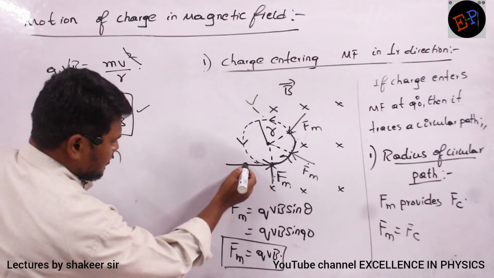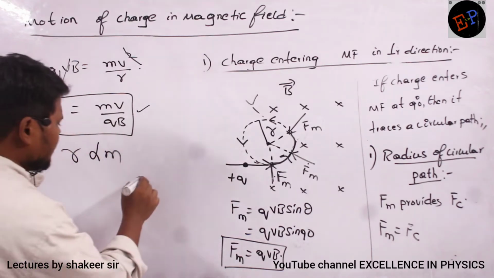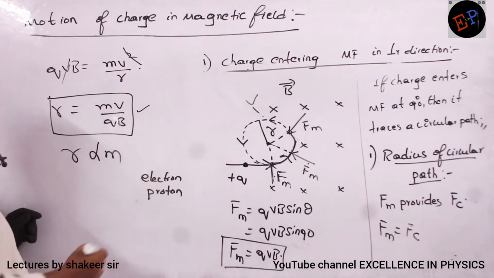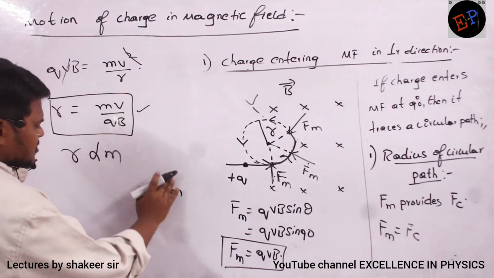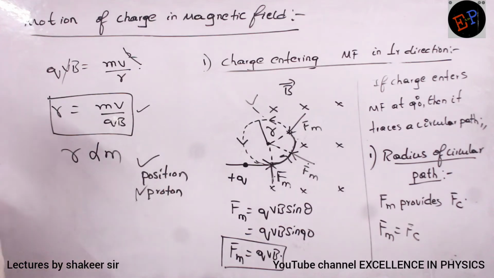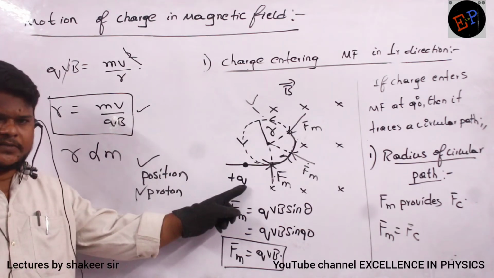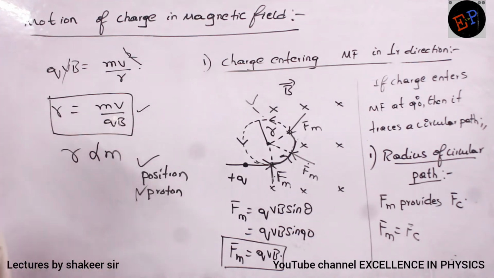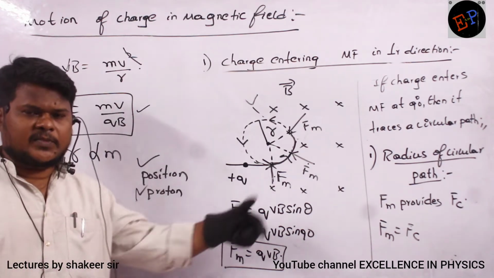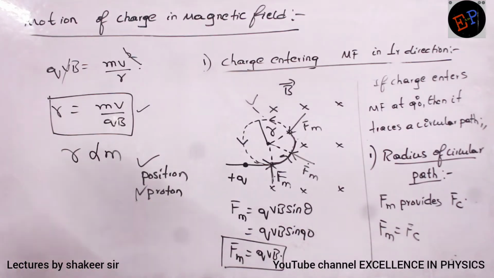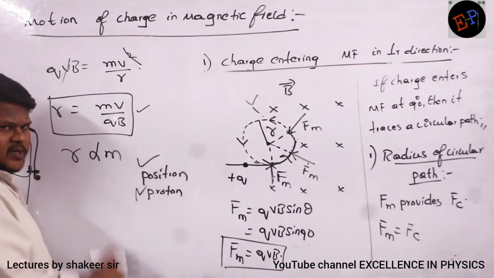So for example, if I take an electron and a proton, or you take a positron, a positively charged electron. You are taking a positron and a proton, and both of them you are giving the same velocity. Now can you say which particle will trace a bigger circle? Velocity is same, magnetic field is same, direction is same, everything is same. One particle is positron, one is proton. What is positron? Positive electron. Can you say?